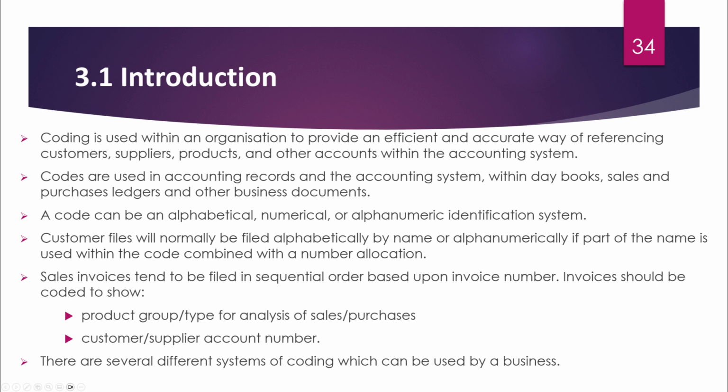Customer files will normally be filed alphabetically by name, or alphanumerically if part of the name is used within the code combined with a number allocation. Sales invoices tend to be filed in sequential order based upon invoice number. Invoices should be coded to show product group type for analysis of sales and purchases, and customer or supplier account number. There are several different systems of coding which can be used by a business.